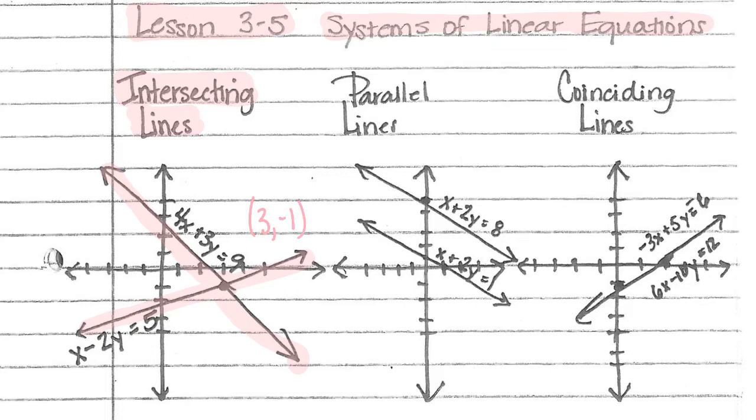Sometimes these lines are parallel. If they are parallel, they have no solution. And then other times, these lines are like this one: 6x minus 15y equals 12. And then the exact same line is right over it: -3x plus 5y equals -6. In this case, this would be all solutions.